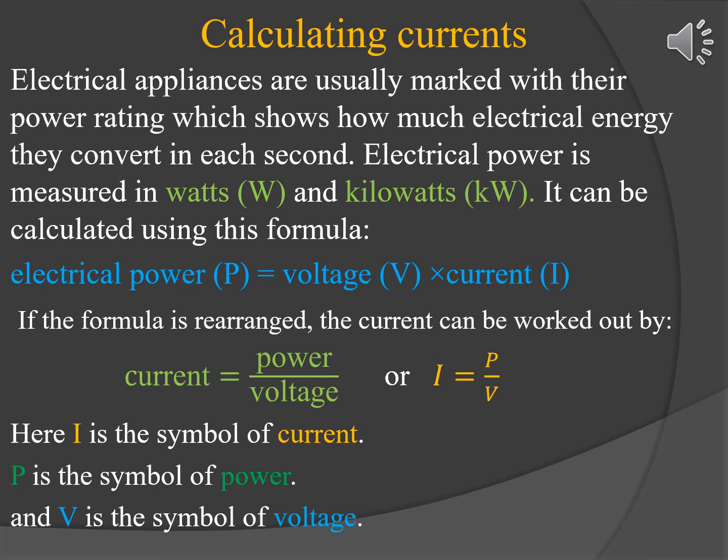It can be calculated using this formula: electrical power is equal to voltage multiplied by current. If the formula is rearranged, the current can be worked out by current is equal to power over voltage, or I is equal to P over V. Here, I is the symbol of current, P is the symbol of power, and V is the symbol of voltage.